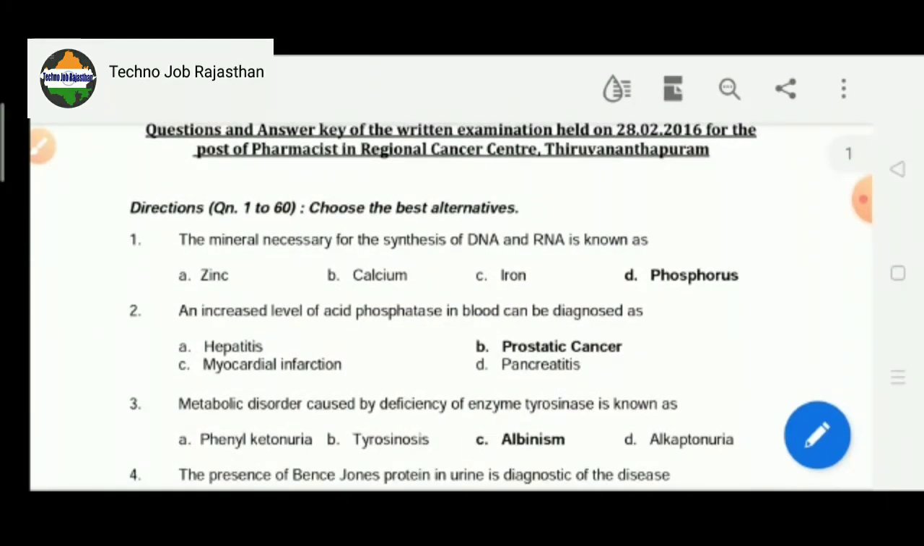Question number 2: an increased level of acid phosphatase in blood can be diagnosed as option A hepatitis, option B prostatic cancer, option C myocardial infarction, option D pancreatitis. So the correct answer is option B, that is prostatic cancer.